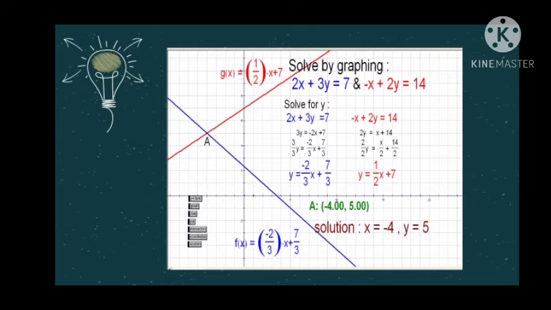Then we get the function g(x) equals 1/2 x plus 7, and f(x) equals negative 2 over 3 x plus 7 over 3. From the functions we get the point A, negative 4 and 5. Then the solution is obtained: x equals negative 4 and y equals 5.